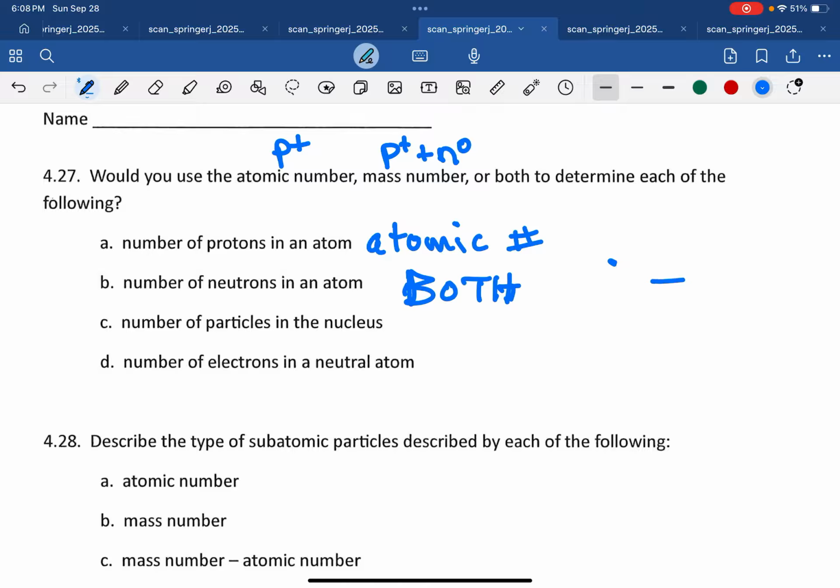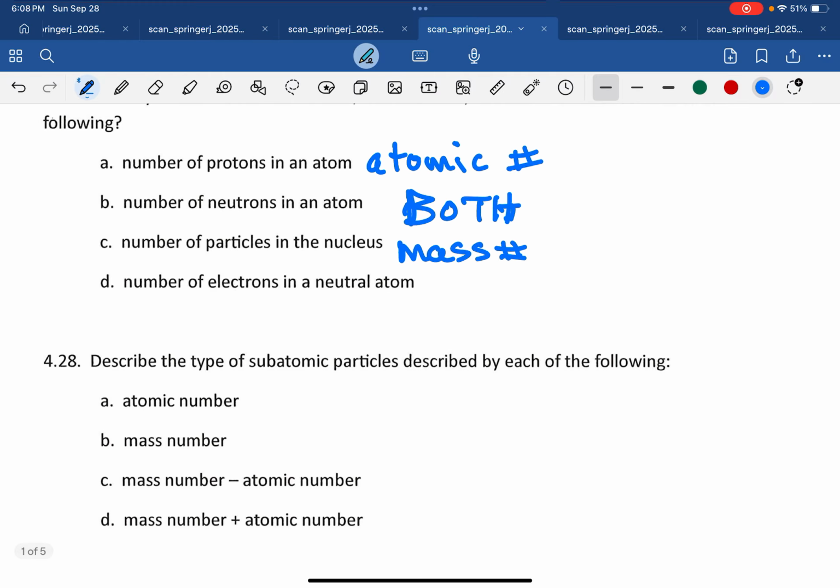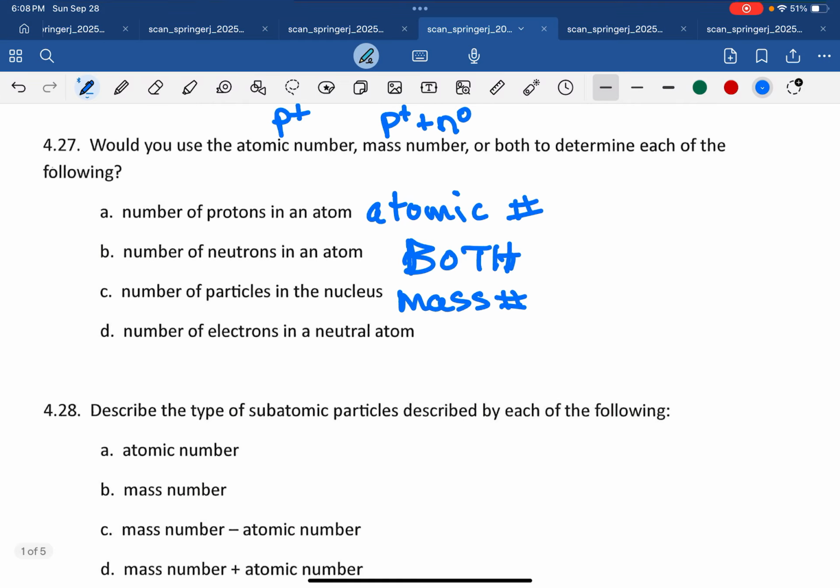The number of particles in the nucleus. Well, particles in the nucleus are protons and neutrons. I just need the mass number. And the number of electrons in a neutral atom. Well, if it's a neutral atom, it's the same as the number of protons. So to get the number of electrons, all I need is the atomic number.